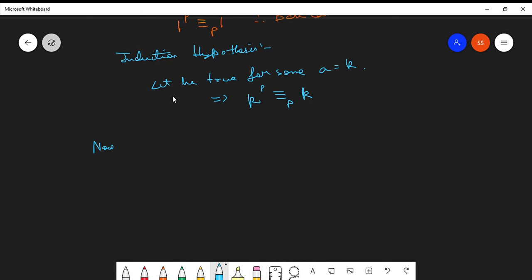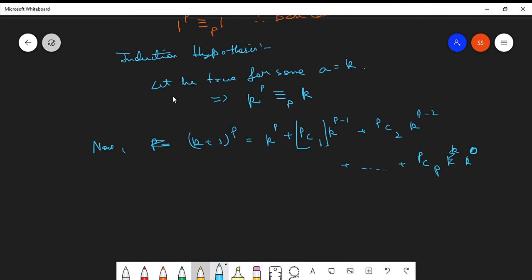Now k plus 1 whole to the power p can be expanded using binomial expansion as k to the power p plus pC1 k to the power p minus 1 plus pC2 k to the power p minus 2, and so on, till pCp, 1 to the power k, or rather we should write it like k to the power 0. Got it?